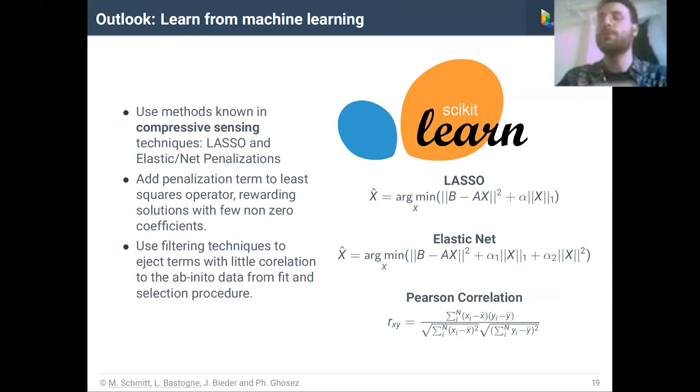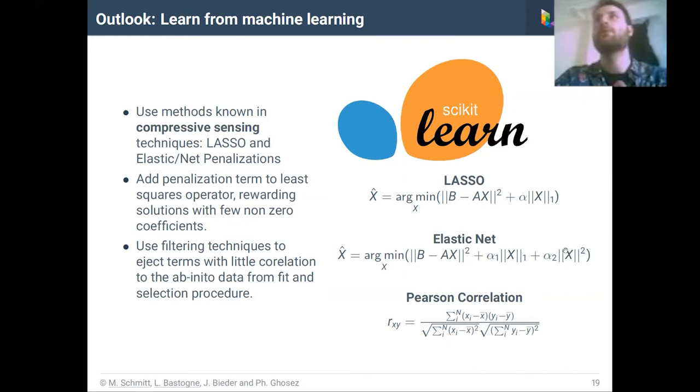And what they do is basically add a penalization term to the least squares operator. So here we have a term that depends on the L1 norm of the solution vector. That means that it's just the absolute sum of all its entries. And so it penalizes non-zero values in there, or favors most of the coefficients being zero. And then elastic net is just a different formulation where you put also the L2 norm of the solution vector.